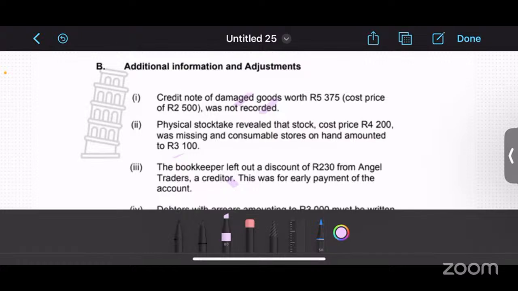The credit note was issued to a customer to provide documentary proof to both the business and the debtor.